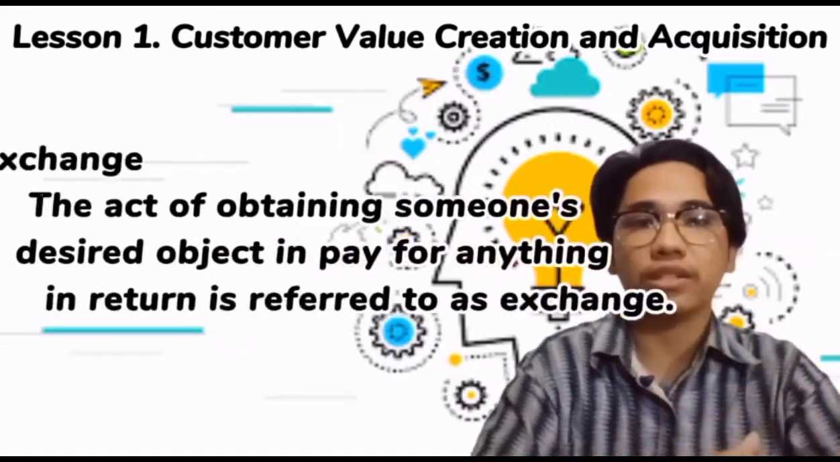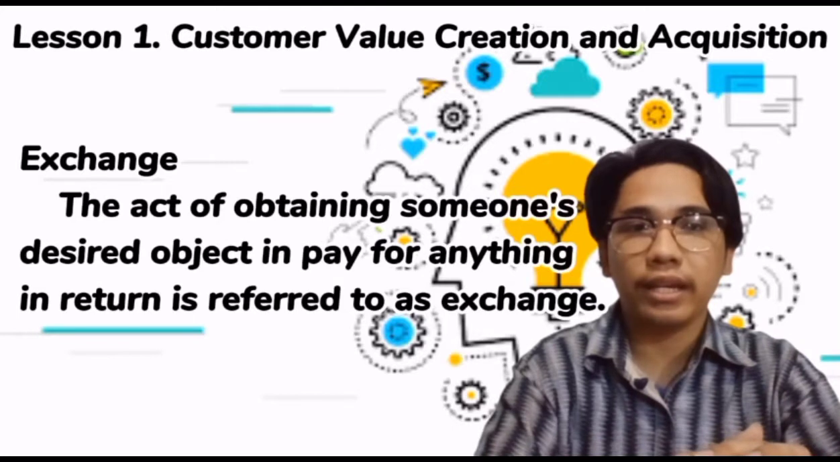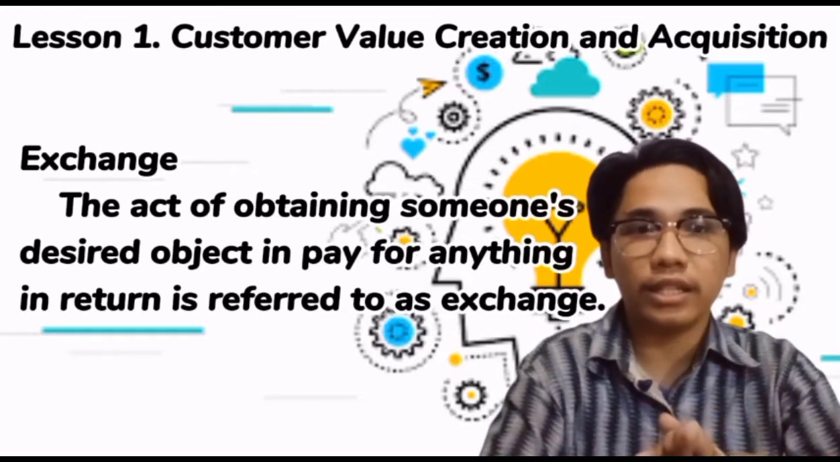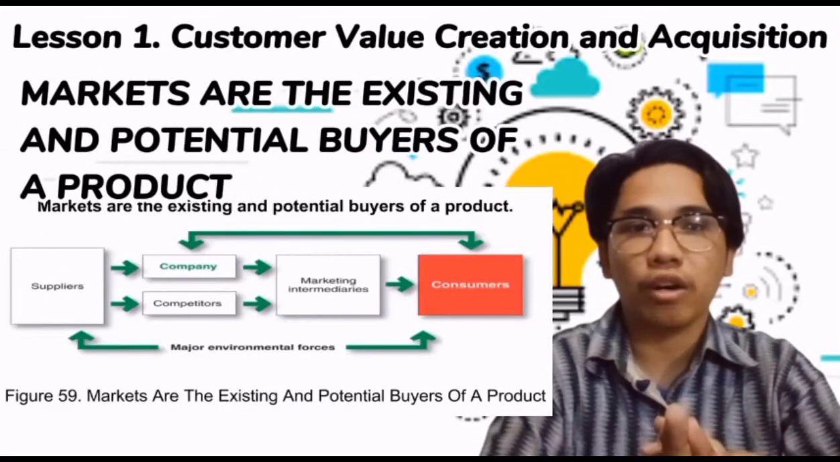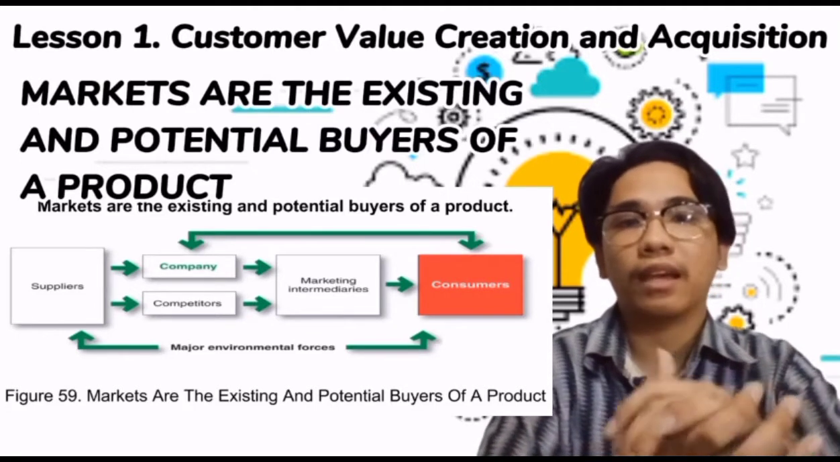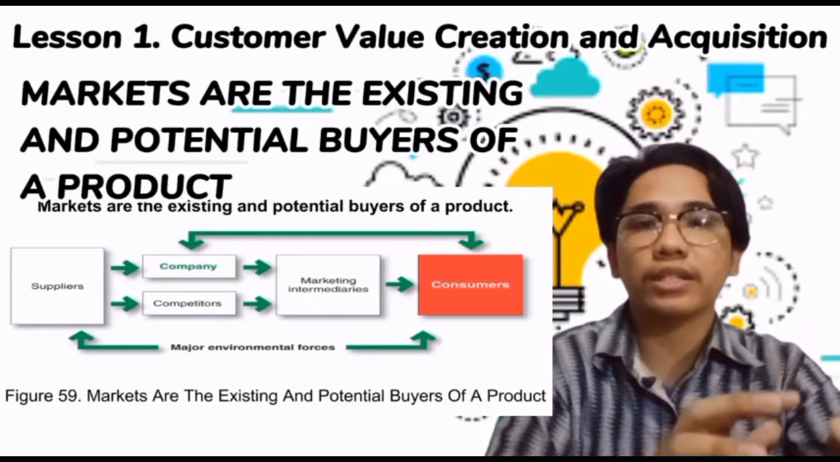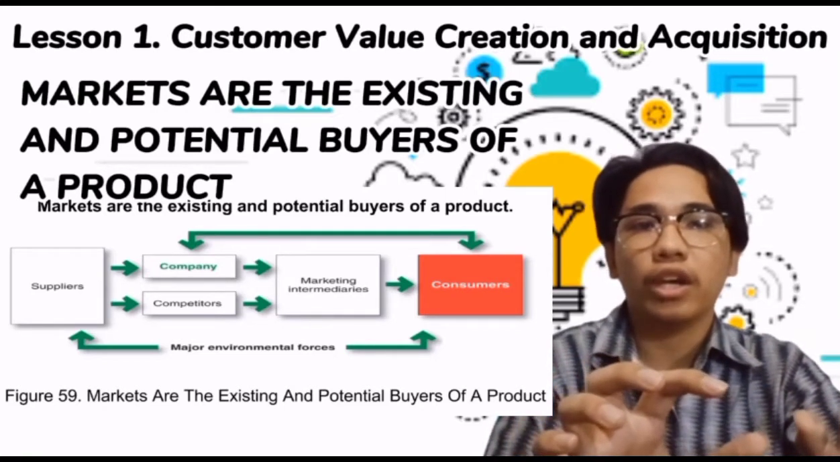Next, we have exchange. The act of obtaining someone's desired object by paying for it or giving something in return is referred to as exchange. And here's the illustration of markets, which are the existing and potential buyers of the product under exchange. The major environmental force directly affects suppliers and consumers.